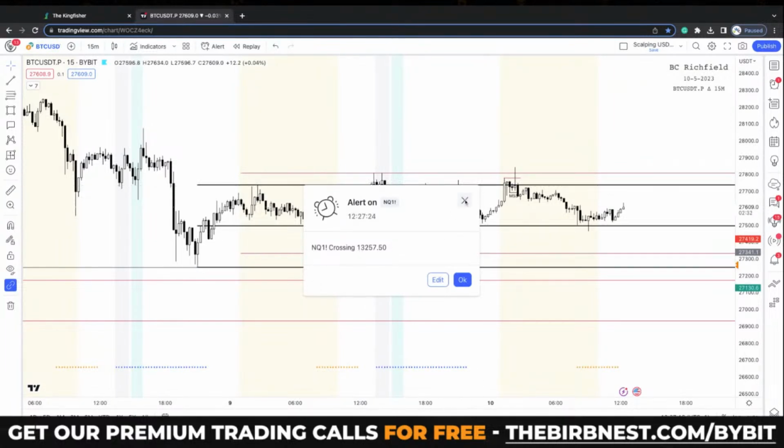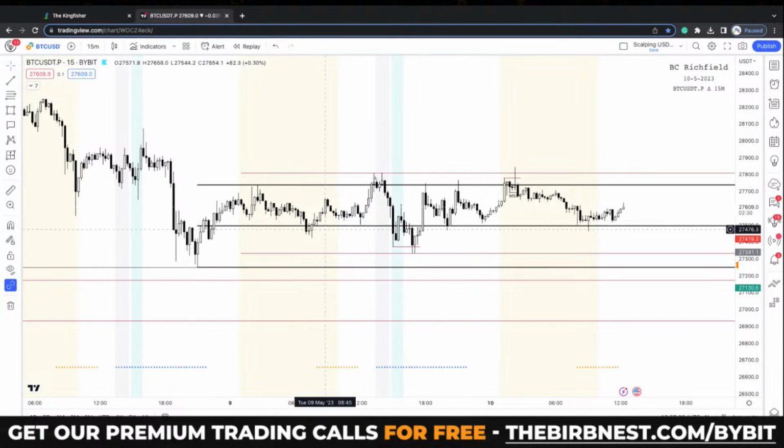Interesting little move on NASDAQ. We'll check that in a moment. I'm then looking for highs to be swept. I then want to see a breakdown on a lower time frame, and then I'm targeting clean and obvious liquidity.